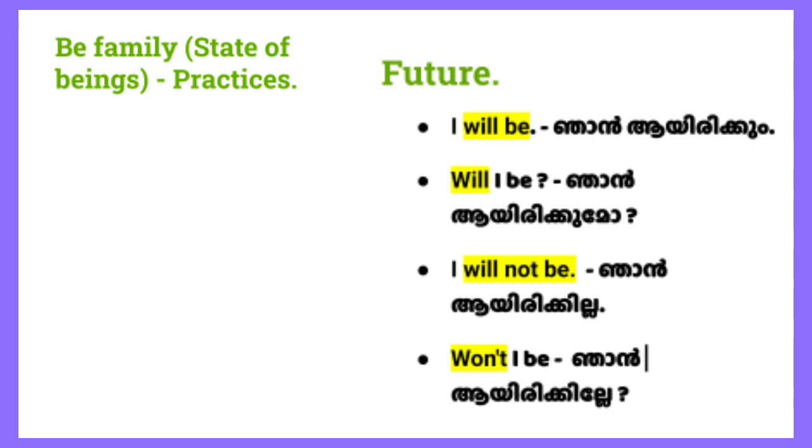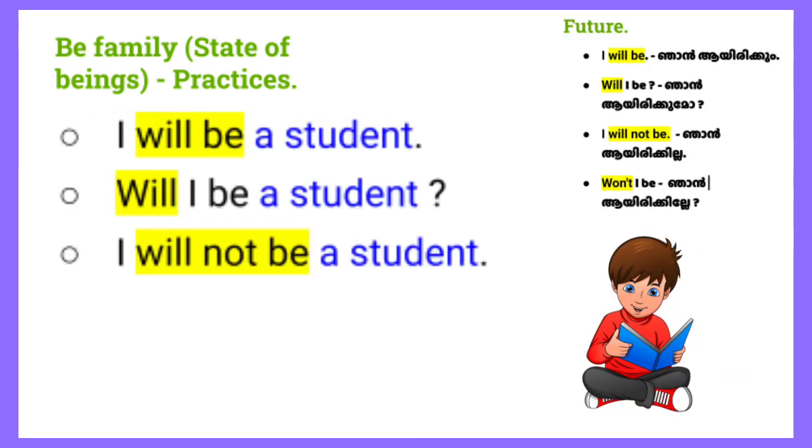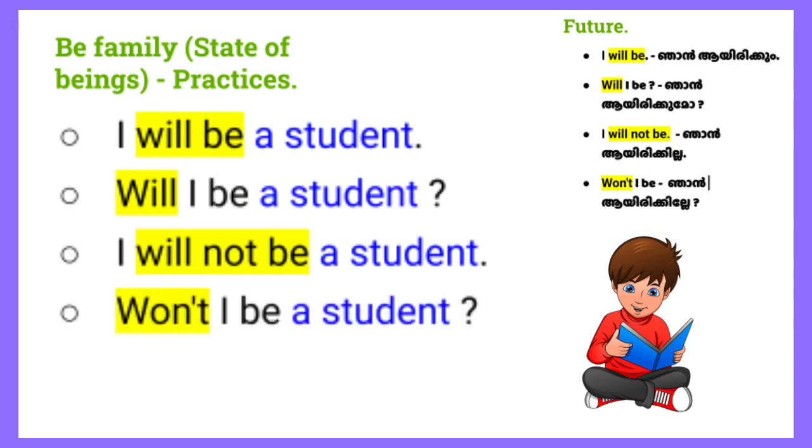Okay. So we have to understand that. Let's check the complete examples. I will be a student. Will I be a student? I will not be a student. Won't I be a student?